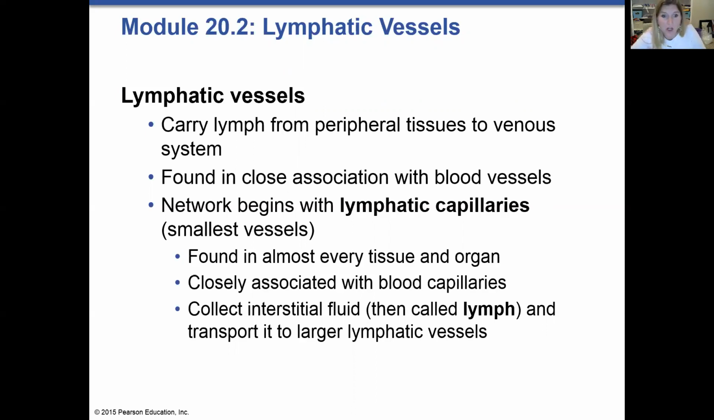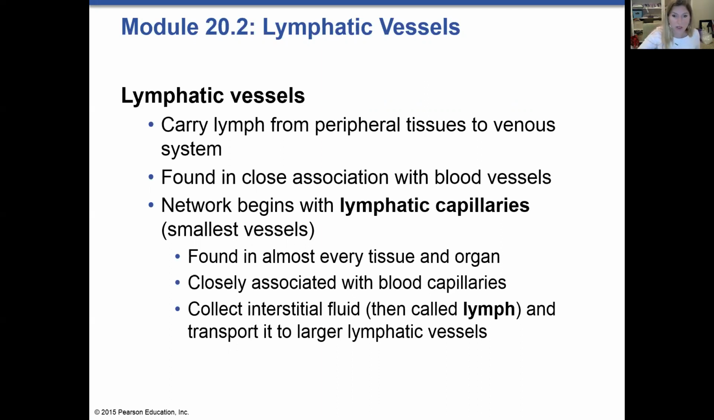They have a network called lymphatic capillaries, and that is kind of the end of the vacuum hose, so to speak. So the lymphatic capillaries are the smallest lymph vessels. They're almost in every tissue, in every organ. They're very closely associated with those blood capillaries, which makes sense because on our blood capillaries, we have this large amount of filtration. We have a smaller amount of reabsorption, and that lymphatic vacuum hose is there to suck up the extra. So it's right there within the capillary bed network.